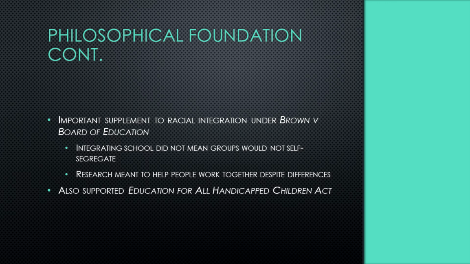In 1954, the Supreme Court heard the case of Brown versus Board of Education of Topeka and ruled that separate but equal was unconstitutional and schools had to integrate. For the first time, schools would have mixed ethnicities sharing classrooms, locker rooms, and lunchrooms. However, this was not a guarantee that students wouldn't self-segregate. In 1975, we also saw the Education for All Handicapped Children Act enacted by Congress. It was important to research how to help people work with others of different ethnicities and abilities.